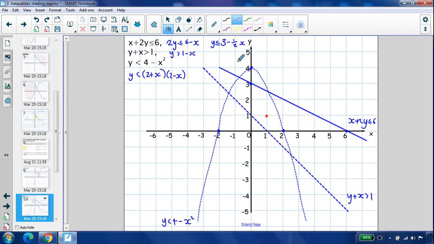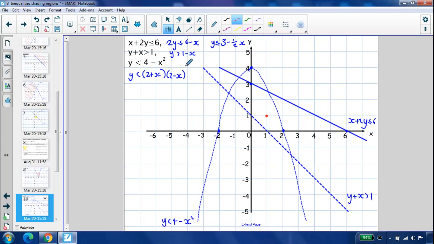So let's start with the top one. I'm going to have x being 1, so 3 minus a half is 2.5, and y is 1. So 1 is definitely less than or equal to 2.5. So that one's right.